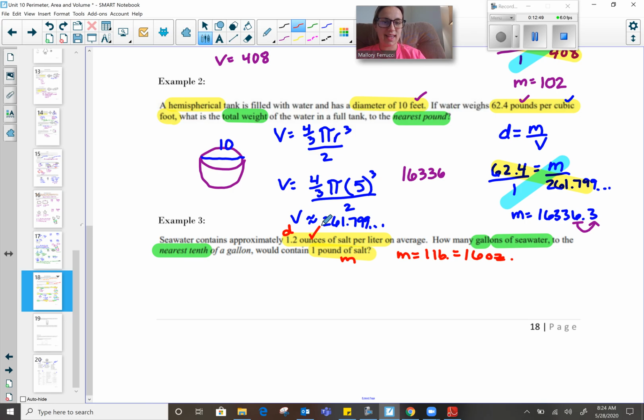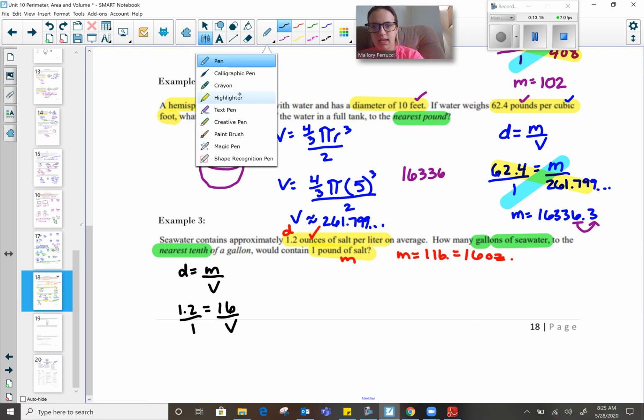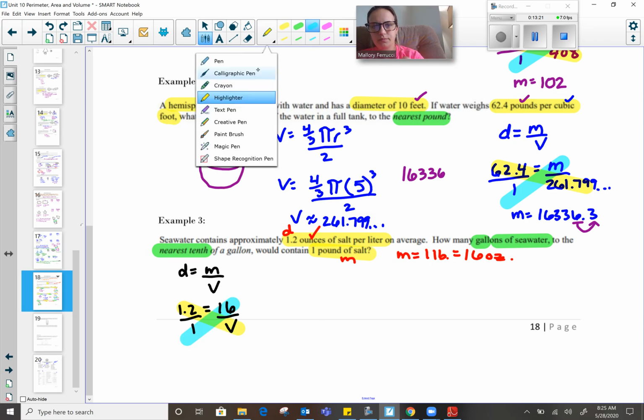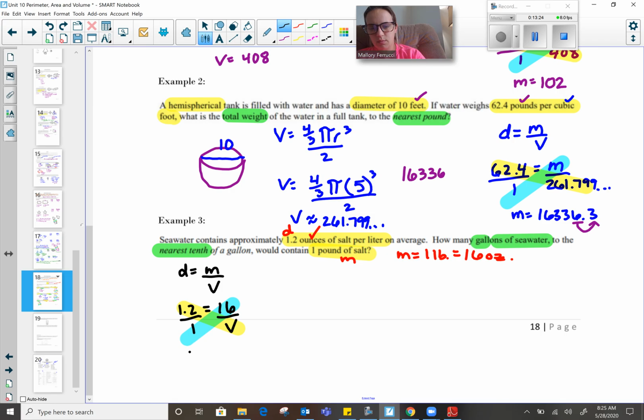But now liters and gallons, we're going to have to convert at the very end of all this. So let's set up our formula. Mass over volume. So the density is 1.2, the mass is 16, over the volume. Cross multiply. This one's going to take a little bit more to solve, but that's okay. So we get 1.2V equals 16, divided by 1.2.